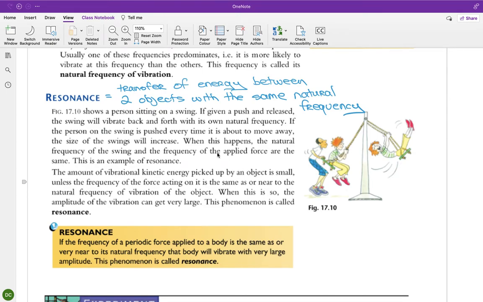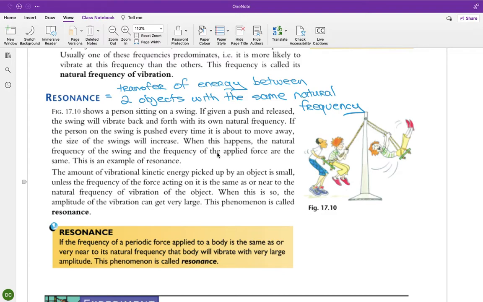So pushing someone on a swing, I'm assuming at some point in everyone's life they've pushed someone on a swing, or at least you know the mechanics of it. The idea of pushing someone on a swing is that they want to go higher. You want them to go higher and higher until they get scared. You know what I mean? So the way we do that is we match the natural frequency of the swing with our push, right?